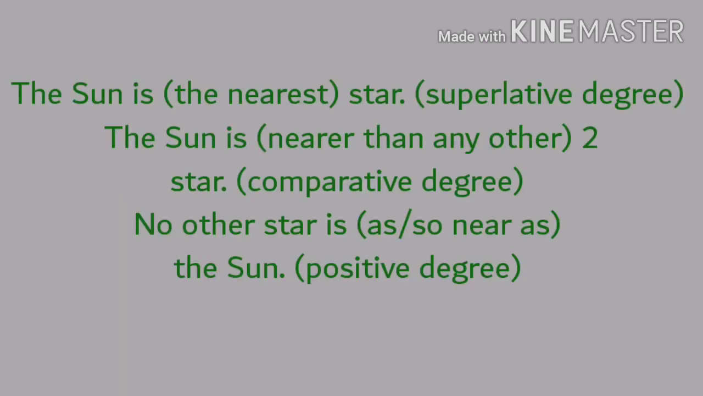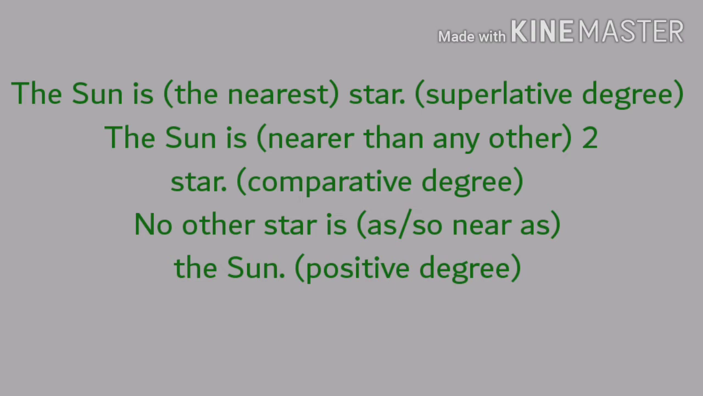See how it works. Here is a sentence in the superlative degree. The sun is the nearest star. Near, nearer, nearest. Superlative form. And the superlative word is always preceded by the article the. So the sun is the nearest star. We have to remove nearest, and when we remove the superlative word nearest, we have to remove the preceding word the also, because this stands only with the superlative degree, not with the comparative, not with the positive.